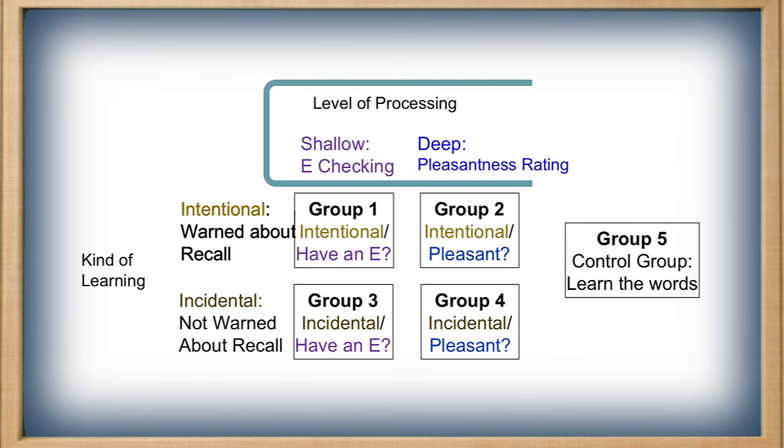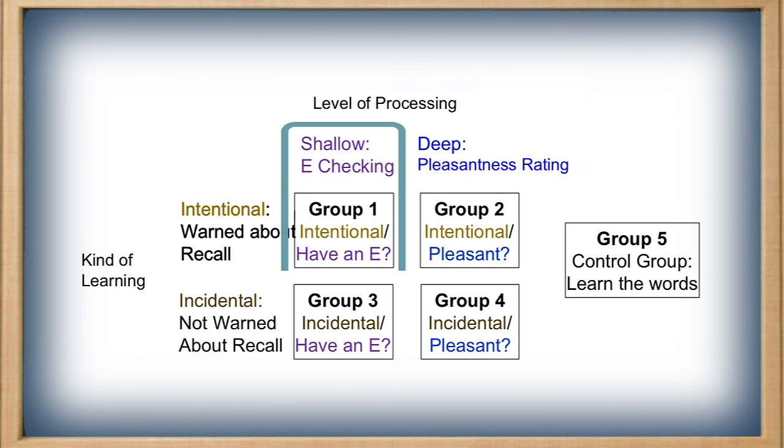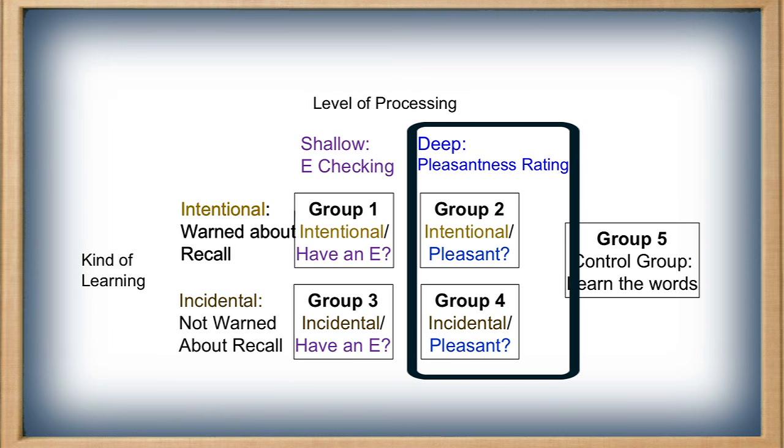The other variable Hyde and Jenkins looked at was how participants rehearsed or encoded the words, what became known later as level of processing. 2 groups had to listen to the words and check whether or not it had the letter E in the spelling. The other 2 groups had to rate whether or not they found the word pleasant.